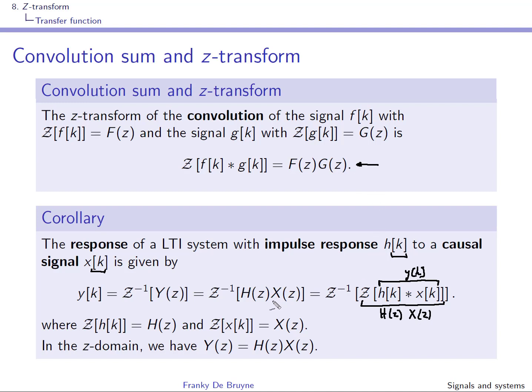So an easier way very often to obtain the response of the signal is to compute the Z transform of h(k). This is, as we will see later, the transfer function. Compute also the Z transform of the input signal, right? Convolution then becomes simply a product in the Z domain, and then obtain the output by simply taking the inverse Z transform.